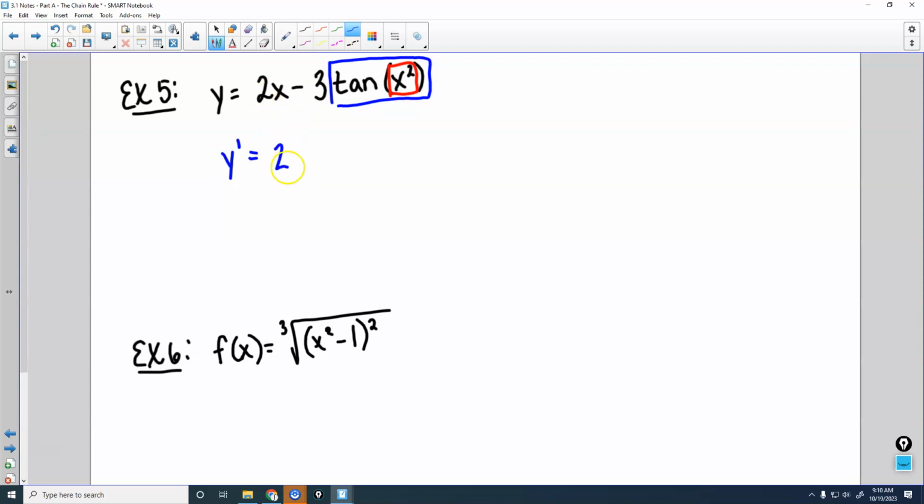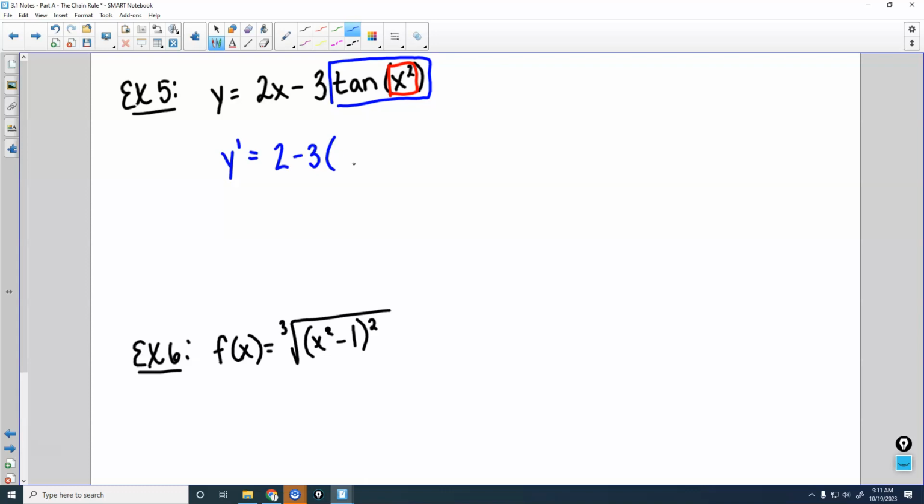Derivative of 2x is just 2. And so what I'm going to do is I'm going to just treat this 3 like it's a coefficient here and leave it out front. You could group that 3 with the tangent and use that as part of the derivative. It's still just a coefficient, so it doesn't change the way you work it out much.